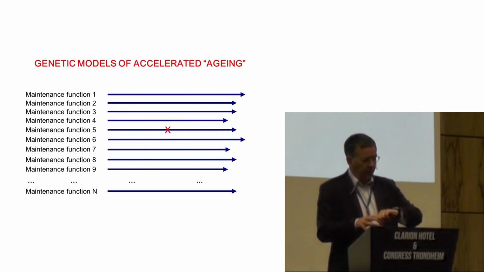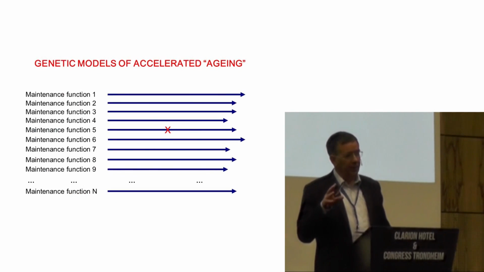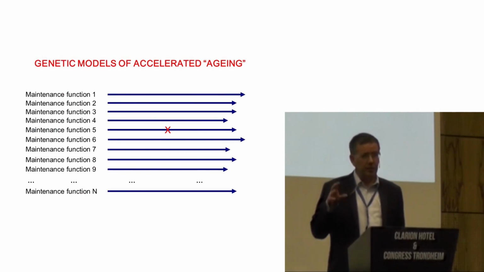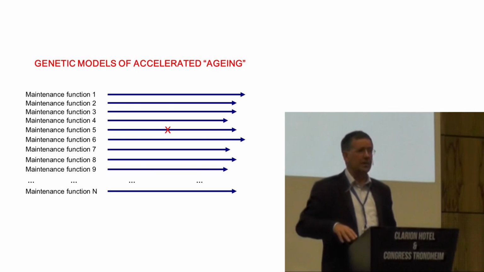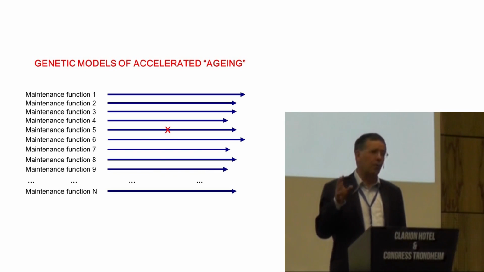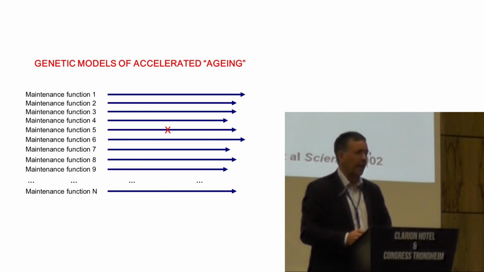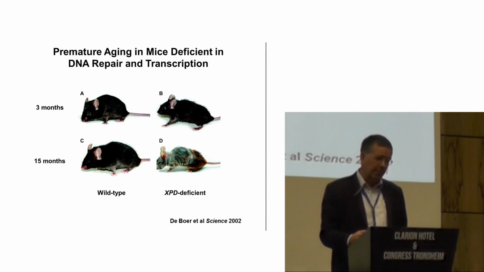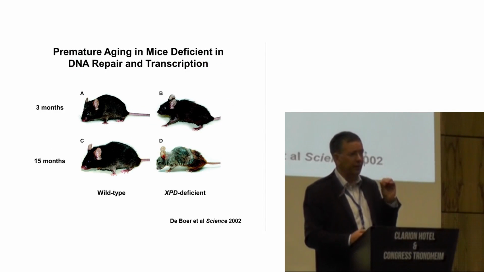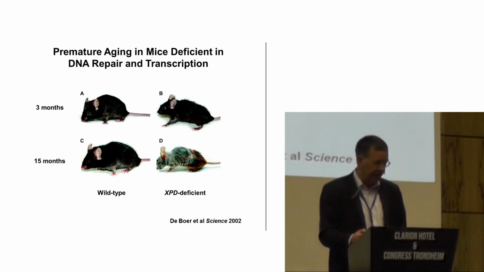Now, this is also relevant because if you look at some of the models that have been developed over recent years to try to understand the consequences of exacerbating damage, and this is done, if you imagine there are all these different maintenance and repair systems, if you can create an animal in which you've broken one of these systems, you may be able to accelerate the accumulation of lesions that would arise from the failure or the impairment of that maintenance system. And this has been done to spectacular effect, particularly by Jan Hoeijmakers' group at the University of Rotterdam, where they've generated transgenic animals deficient in individual DNA repair pathways, and they generate animals with a clearly accelerated aging phenotype.